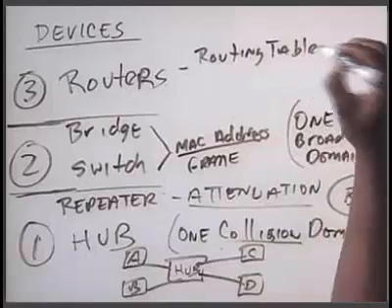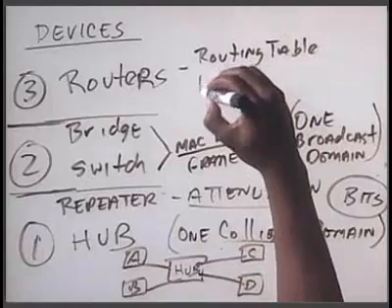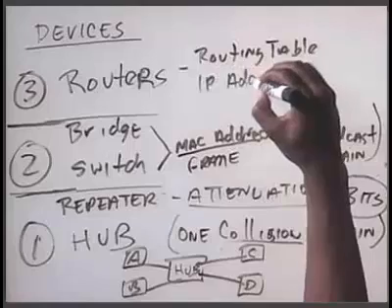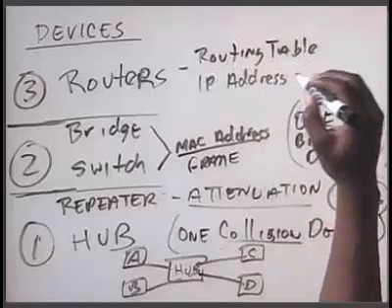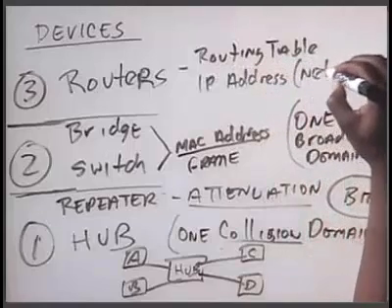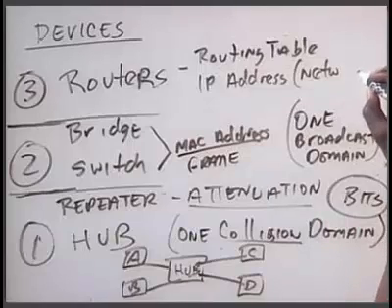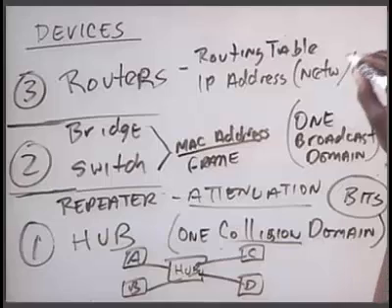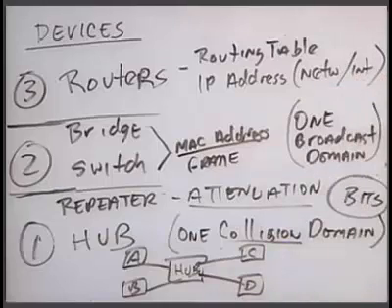The routing table contains IP addresses, or actually network addresses, associated with interfaces out of which to forward the actual packets. So that gives us a basic feel for the devices at the lower layers.